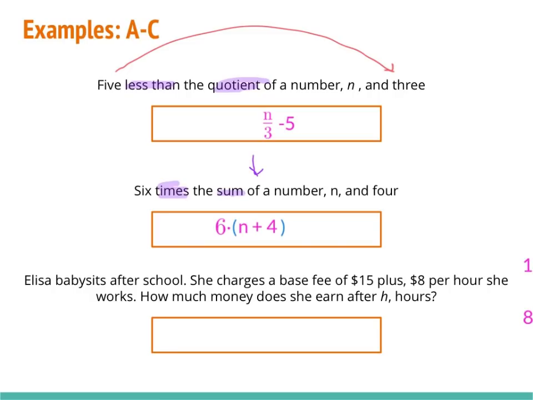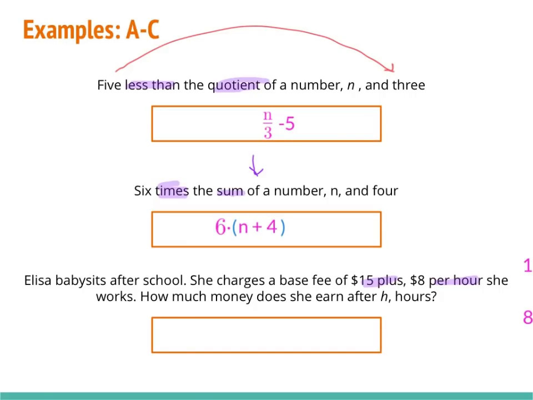The last one says Elise babysits after school. She charges a base fee of $15 plus $8 per hour she works. How much money does she earn after 8 hours? So we have some important phrases there. We know that she charges $15 plus something, and $8 per hour. So how much money does she earn after 8 hours?